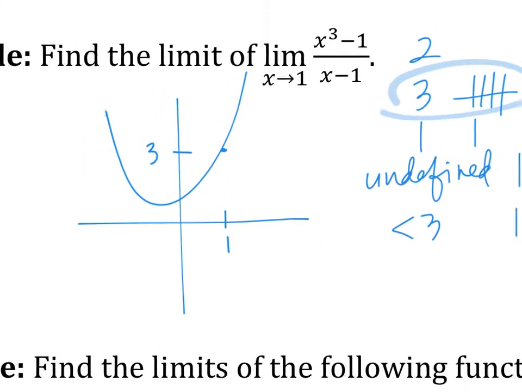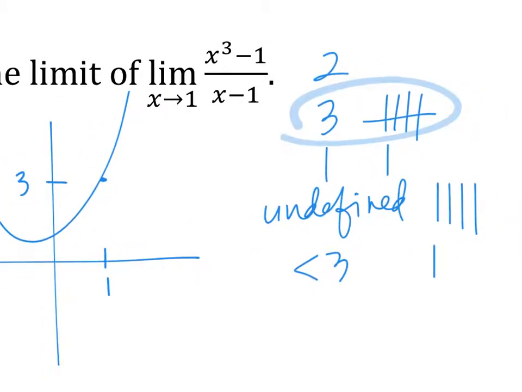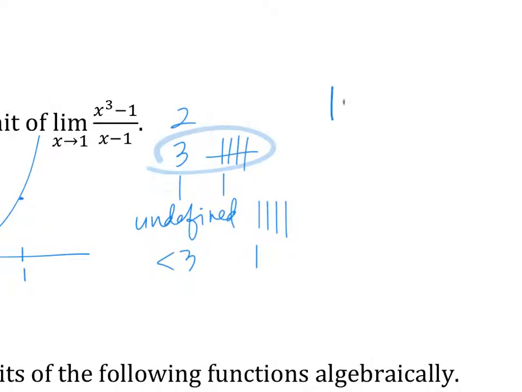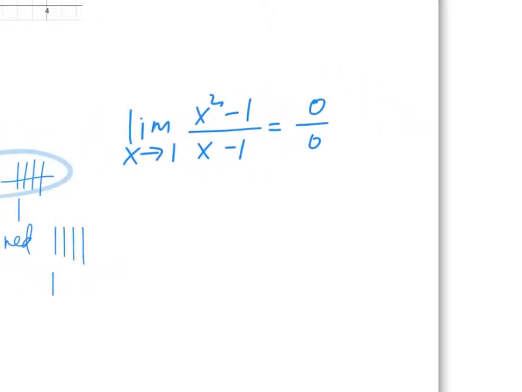Now, how are you going to find this? Can you guys focus. Okay, so how are you going to figure this out algebraically? Well, let's try it as it is. Limit as x goes to 1 of x cubed minus 1 over x minus 1. What happens if I put in 1 right now? Undefined. Actually, we don't call this undefined, but next year you'll learn it. Indeterminate.